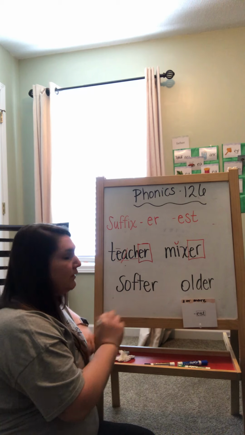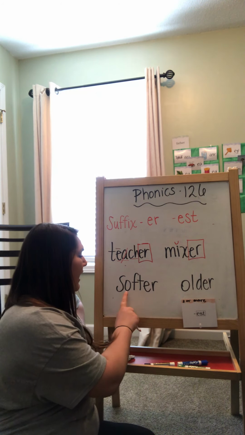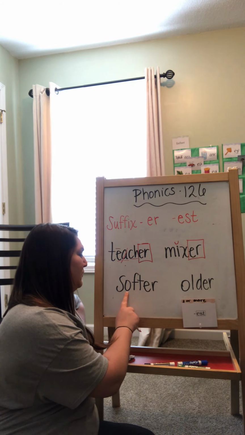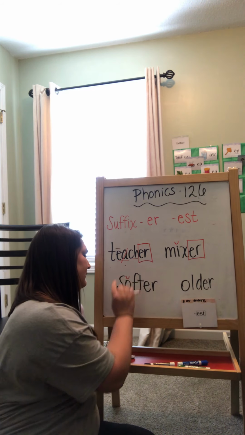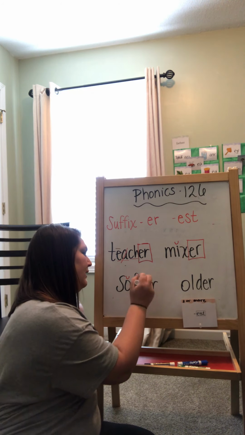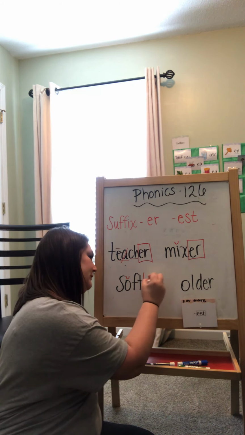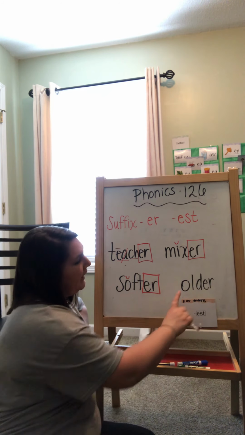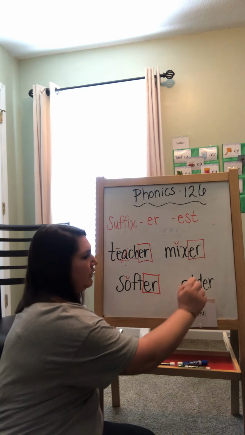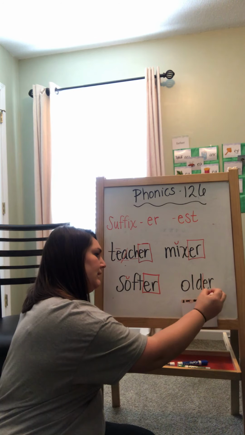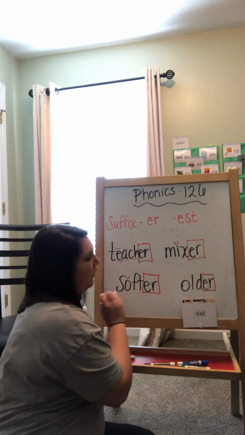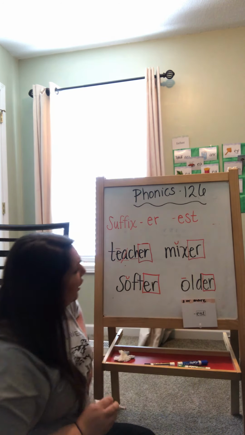All right, let's go to the next word. Softer. When I'm coding the word softer, I know my o is a short vowel o, so I'm going to put a breve over it. Er is my suffix. And this word is older. I'm going to box my er. Very good.